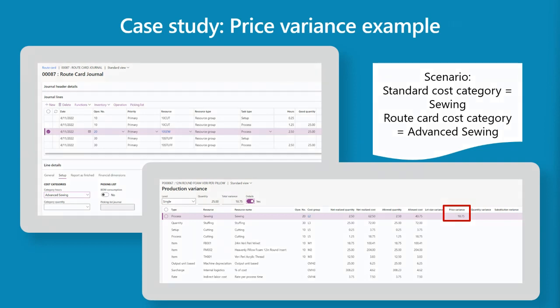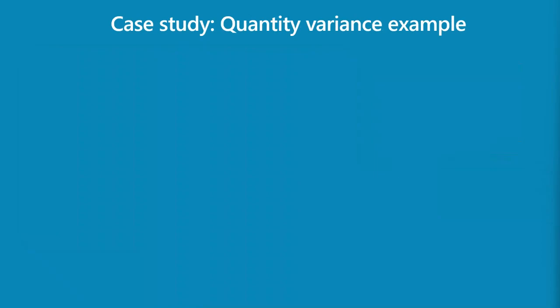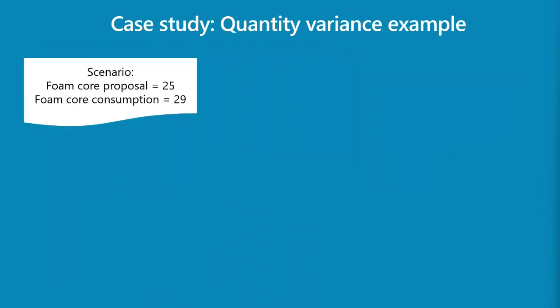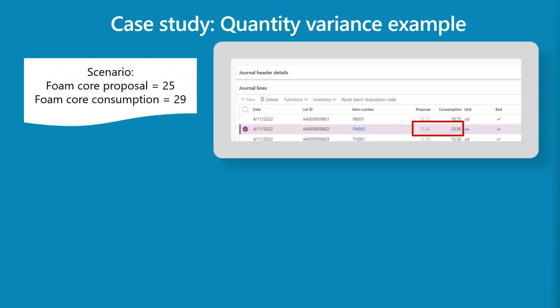In our third example for our case study, we've created a quantity variance. For this scenario, we will assume that the standard foam core item is consumed at 25 units per lot size, but we damaged some foam during the production process and instead consumed 29 units of our item. Here you can see a sample of the picking list journal for the production order, where the proposal was 25 units and our actual consumption was recorded at 29 units.